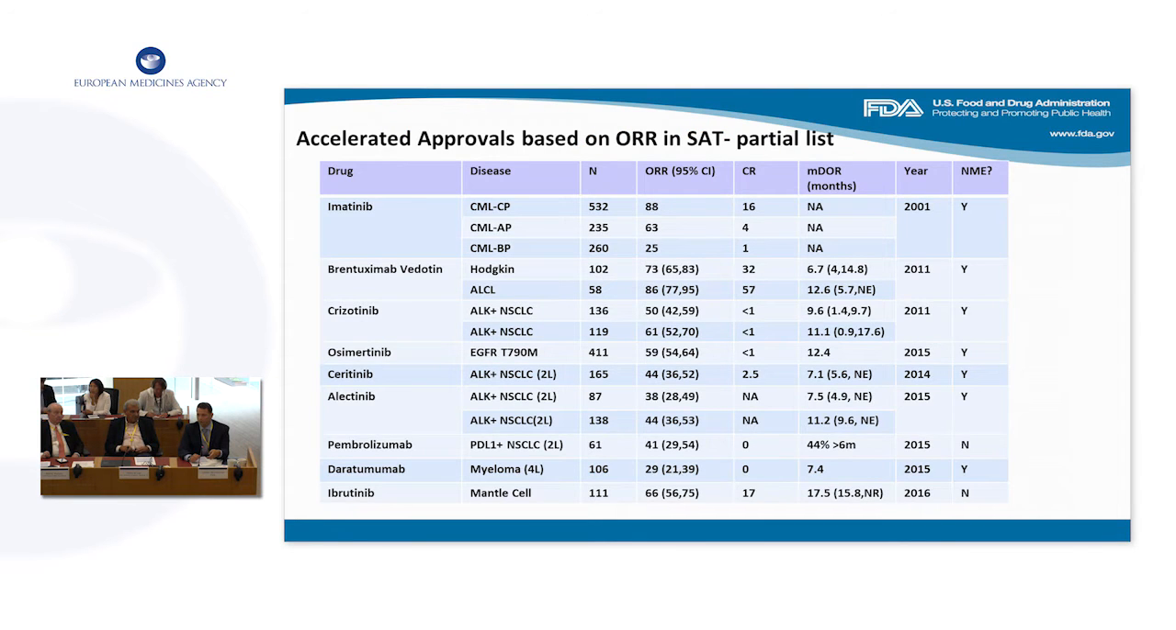This is a partial list of accelerated approvals based on response rates in single-arm trials. This is a well-defined mechanism at the FDA dating back to 2001 with imatinib. Many of these are new molecular entities, so the first approval. Some of these are efficacy supplements. I would point out that most of these drugs, imatinib, brentuximab, crizotinib, osimertinib, pembrolizumab, ibrutinib, these are sort of the breakthrough type drugs, the transformative type therapies that have gone on, many of them in randomized control studies, to confirm clinical benefit.